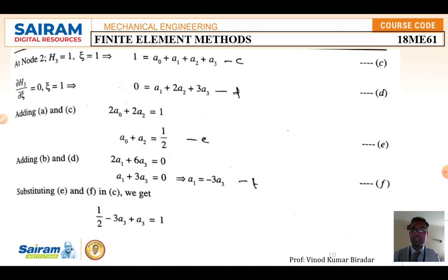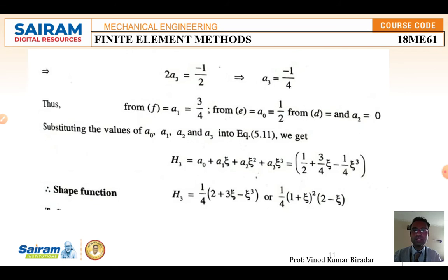Similarly, at node number 2, h3 is equal to 1 at zeta equal to 1. After applying the boundary condition, you are going to get the equations C and D. The same procedure you followed previously. Add the A and C values, so you are going to get a0 plus a2 equal to 1 by 2. Add the B and D equations, you are going to get this. Substitute the E and F values in equation C, so you are going to get the a3, a2 and a0 values.